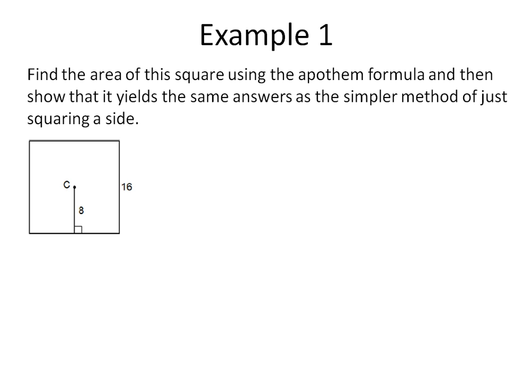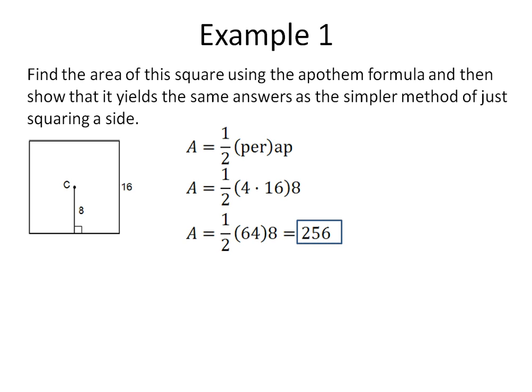We have a square. Notice that our apothem is given to us, it's 8, and that we're also given the length of a side, which is 16. So if we remember, our formula said that the area is equal to 1/2 of the perimeter times the apothem. So we can represent the perimeter here with 4 times 16, so the area is equal to 1/2 of 4 times 16 times 8. So when we multiply that, we get 1/2 of 64 times 8, which is equal to 256.